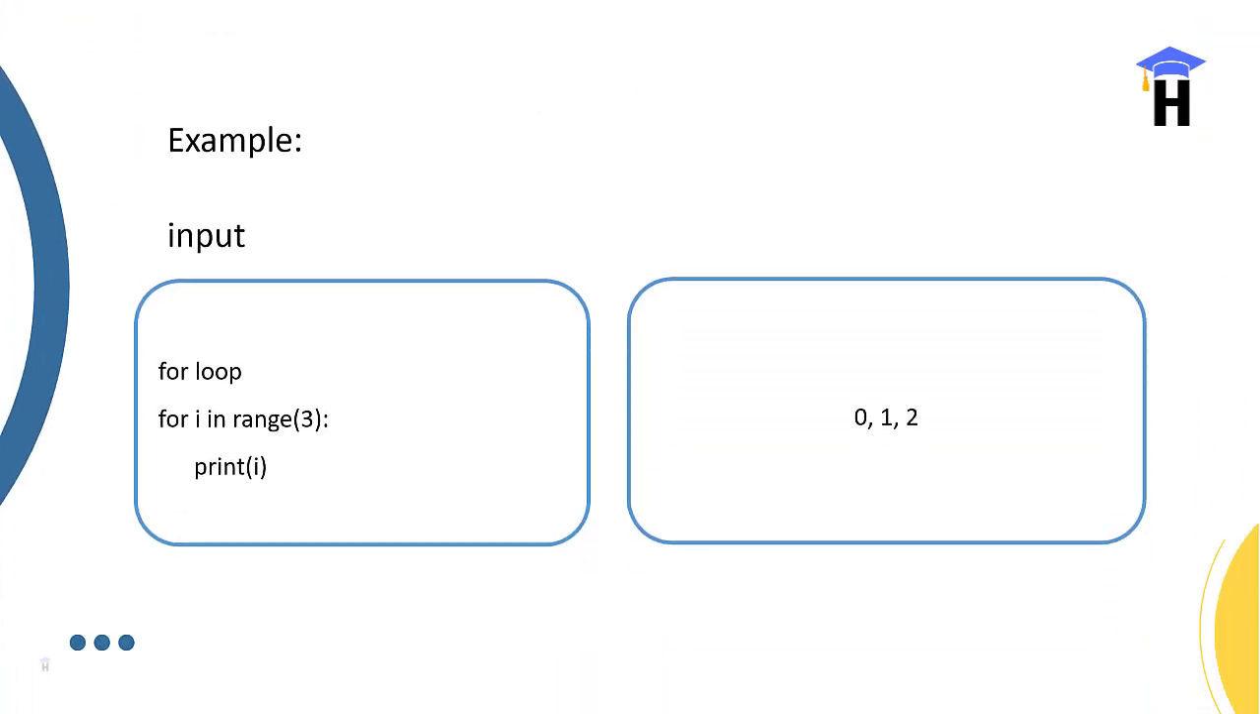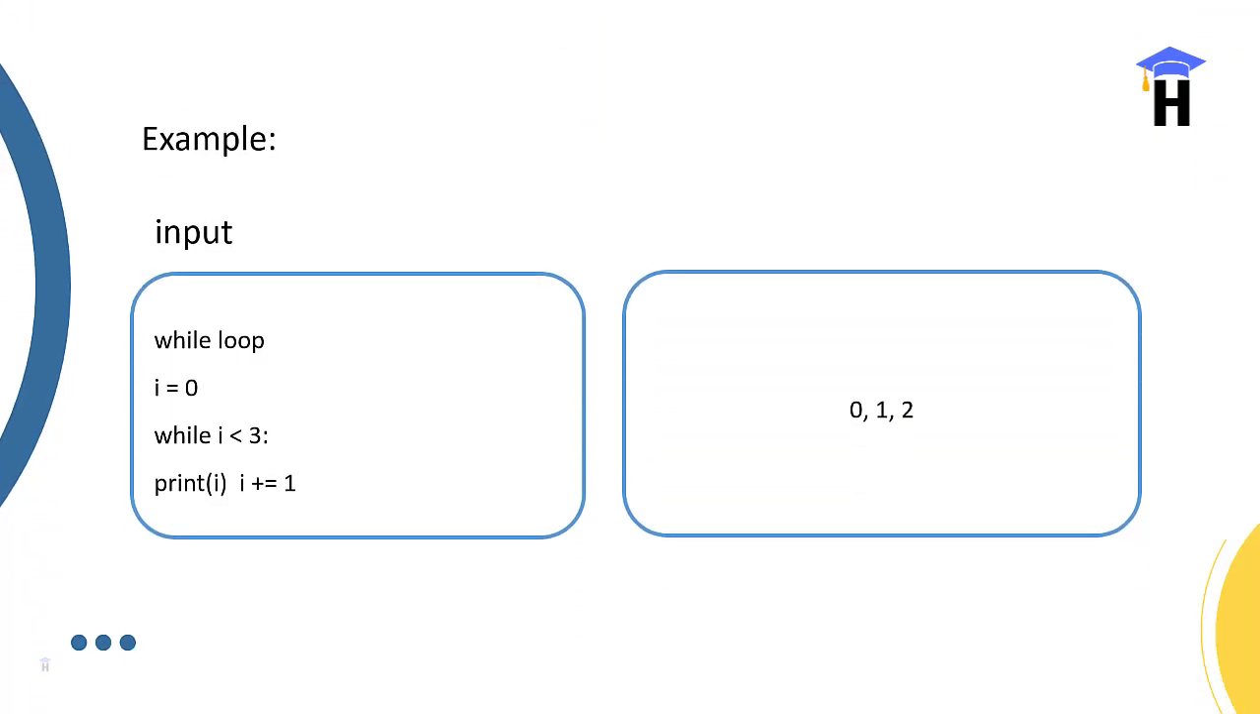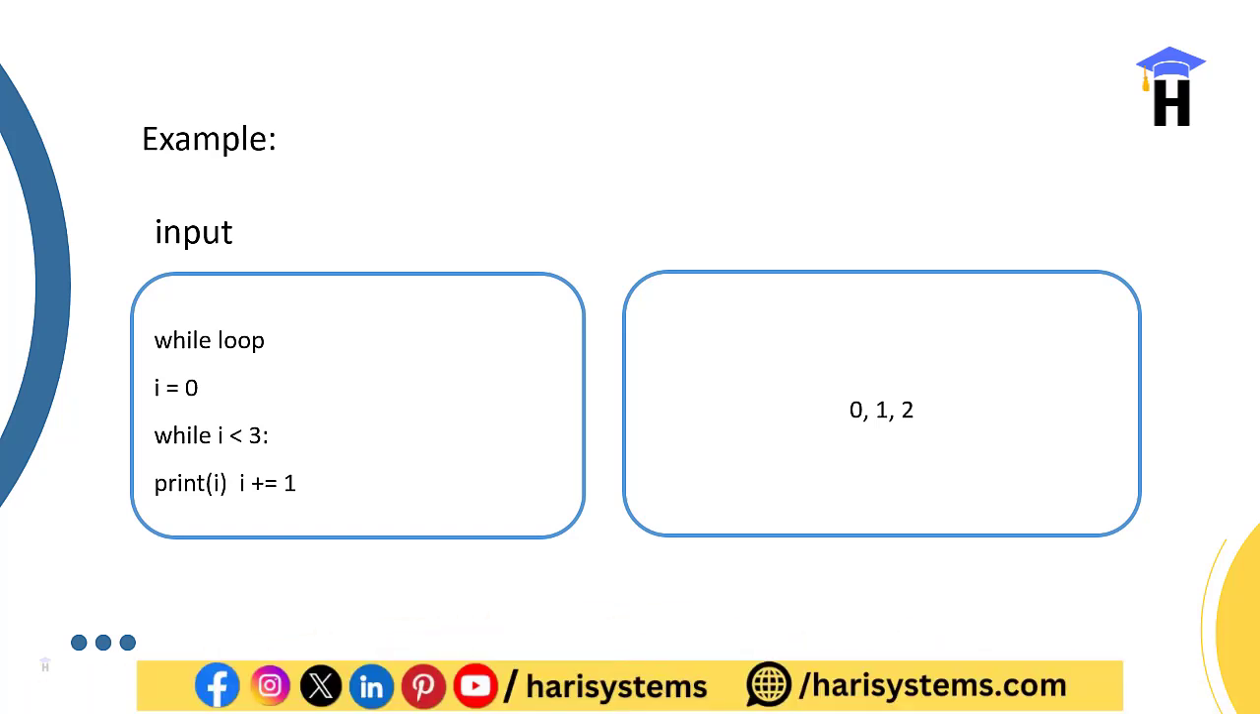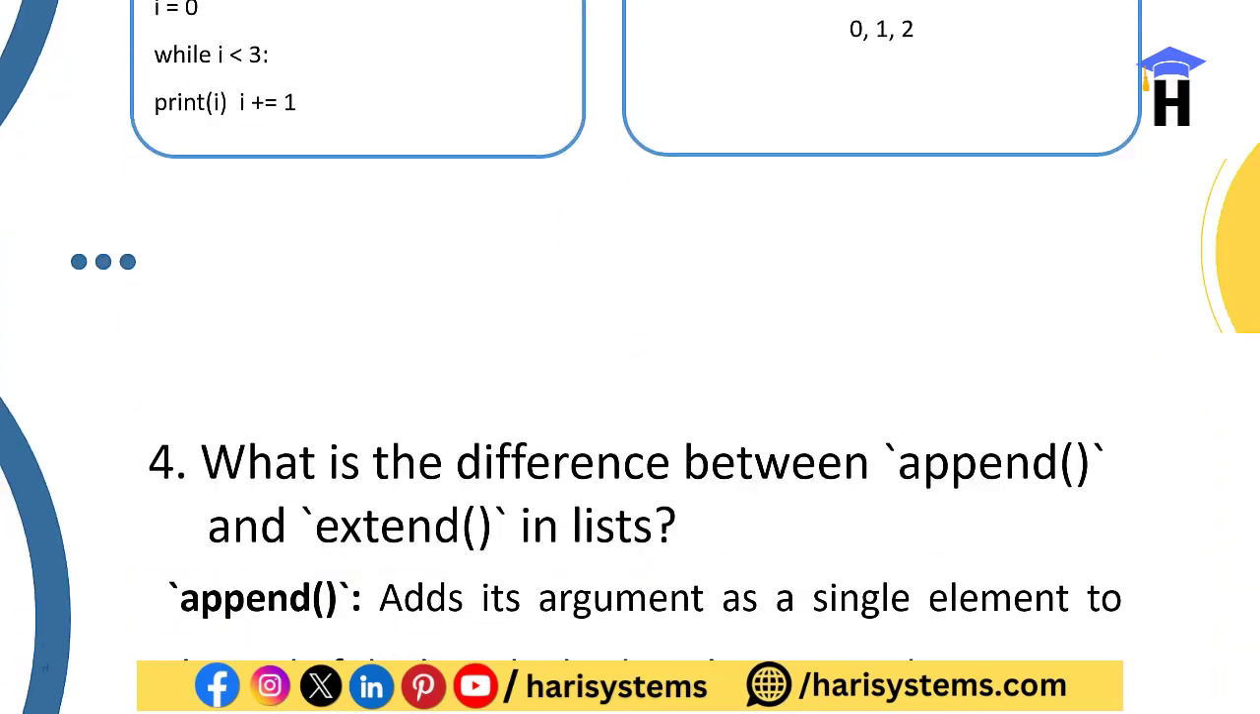For example, we'll see a for loop in a range. If I give 1, 2, 3, it is going to print. Similarly, a while loop: i equal to 0, while i less than 3, print i, then i equal to i plus 1, meaning incrementing the i value. Otherwise, it will go into an infinite loop. You have to identify that. So it is an iteration. Once i reaches 4, the loop automatically terminates.